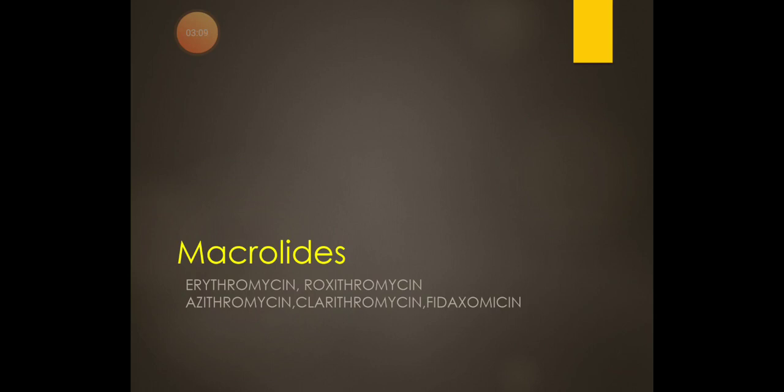So, from the first slide, we know there are groups like macrolides, ketolide and lincosamide. There is a last group of protein synthesis inhibitors, that is macrolide. And macrolide consists of erythromycin, roxithromycin, azithromycin, clarithromycin, and fidaxomicin. Next slide, please.